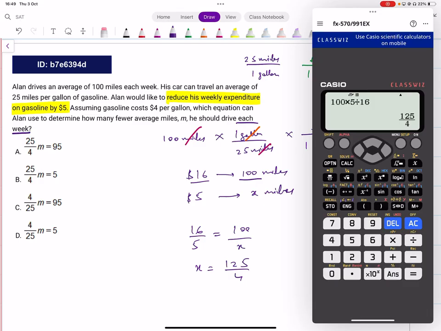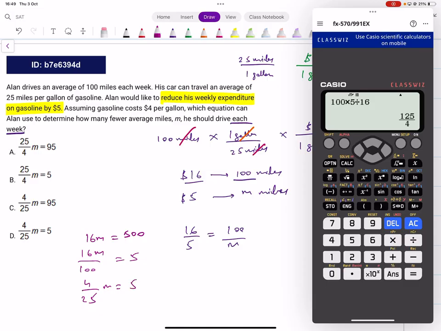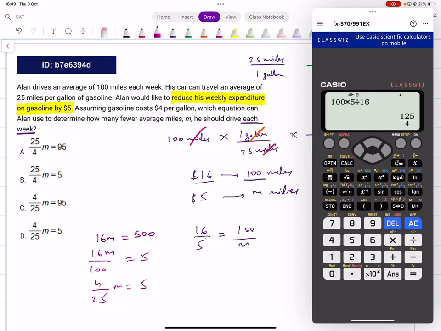Okay, now what were we actually looking for? How many fewer miles should he drive each week? Let's call this number M. M miles. So we have this equation. Okay, 16 over 5 equals 100 over M. Which equation is equivalent to this? Let's think about this. 16M equals 500. If we keep 5 on the other side, we get 16M over 100 equals 5, and that's 4M over 25 equals 5. That should be D.